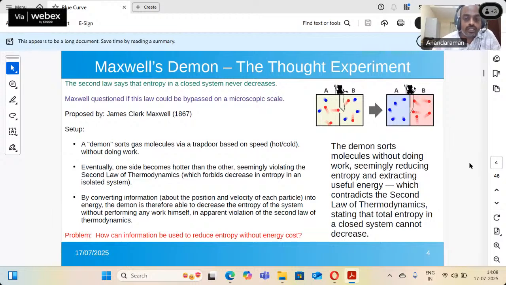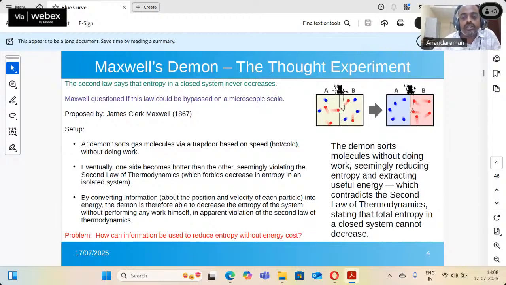So he is telling that there is a demon. Here the entropy is more, so the disorderness is more. The blue things are the cold atoms and the red balls are the hot atoms. When it is not ordered, the entropy is high. So in a closed system, the entropy will always be high. That was the second law.